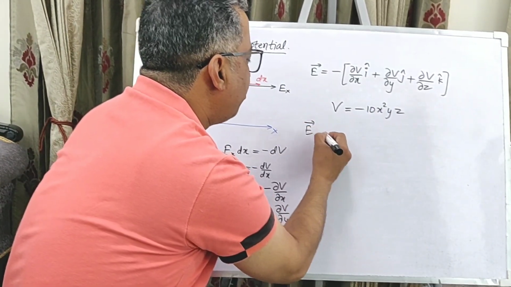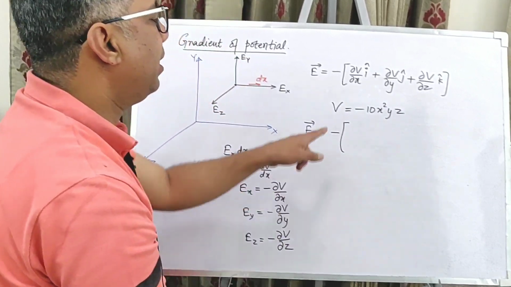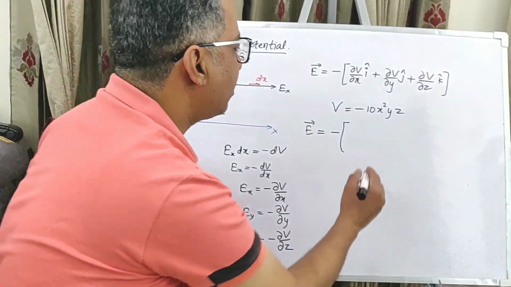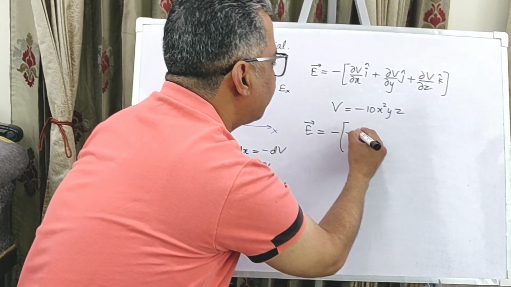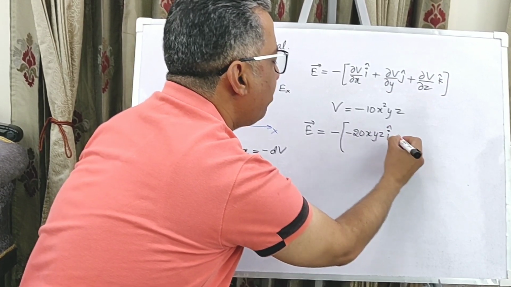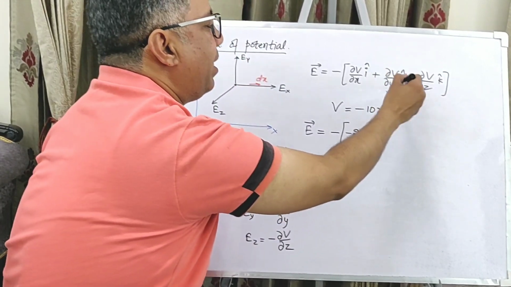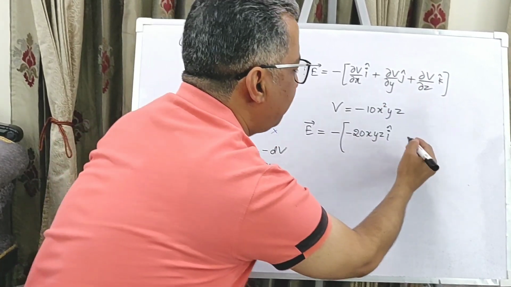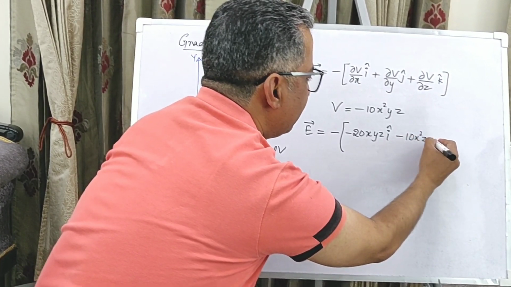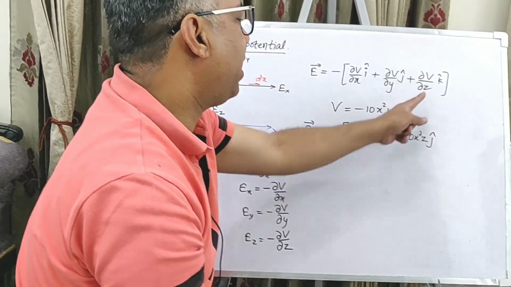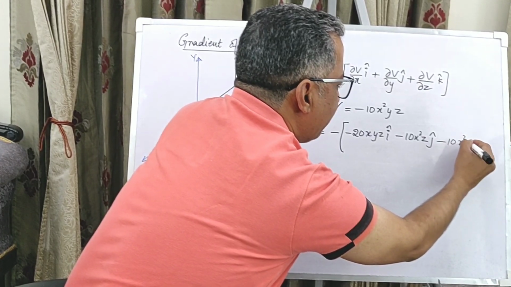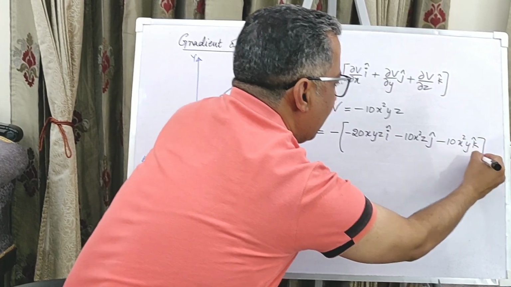Electric field will be equal to minus, now what's del V by del x? The partial derivative of this with respect to x will be minus 20xyz, of course I cap. Then del V by del y gives you minus 10x²z, J cap. Then del V by del z gives you minus 10x²y, K cap.